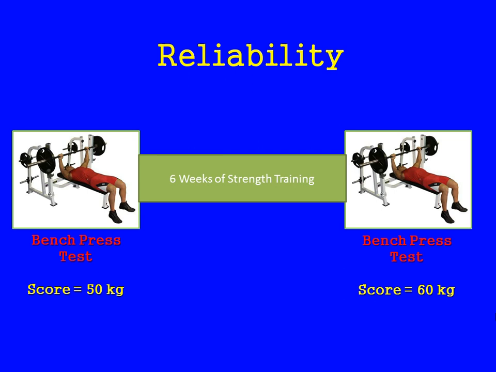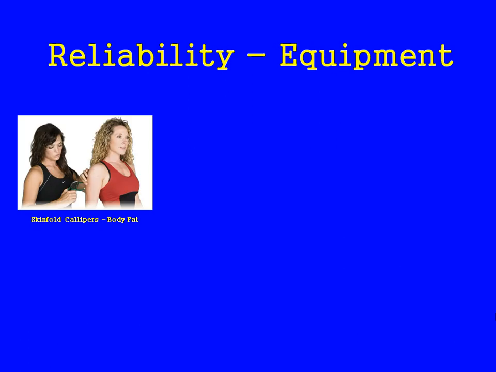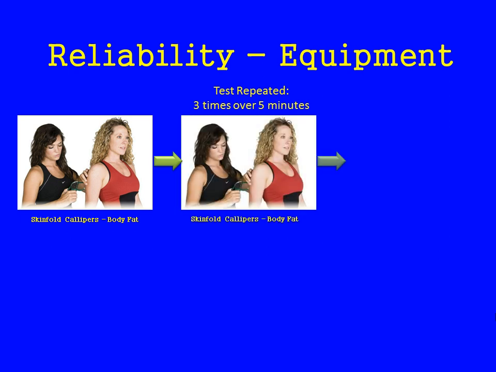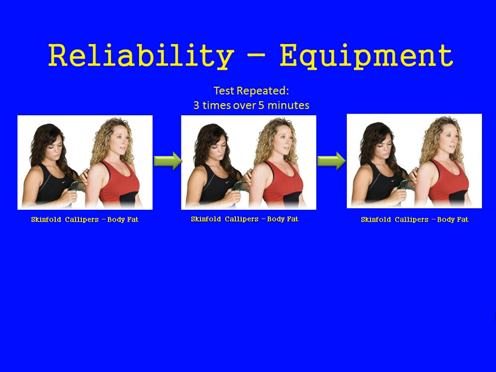If we want to make a test reliable, we need to make sure that nothing else has contributed to those two scores. So let's start off with something quite simple. Let's talk about reliability of equipment. In this particular example, we're measuring someone's body fat with some skinfold calipers. So we measure their body fat, and then we decide that we're going to repeat that test 3 times over 5 minutes. Now in theory, someone's body fat is not going to change over 5 minutes.